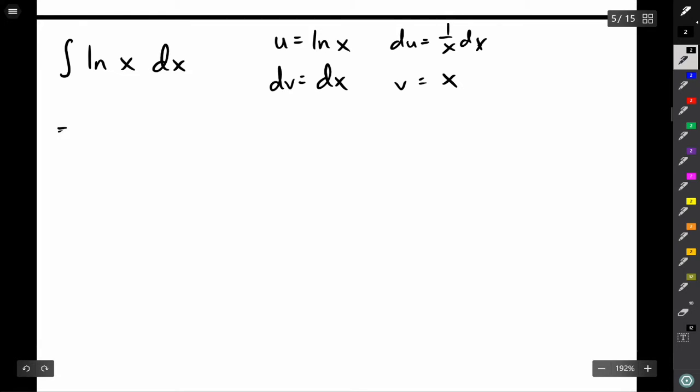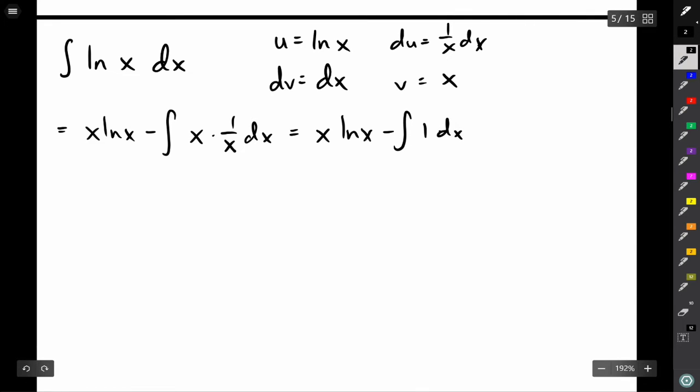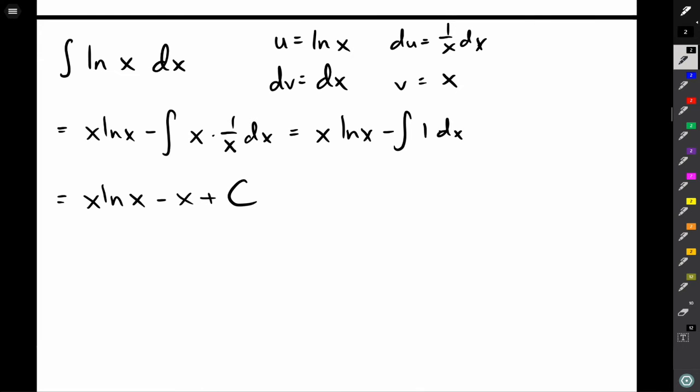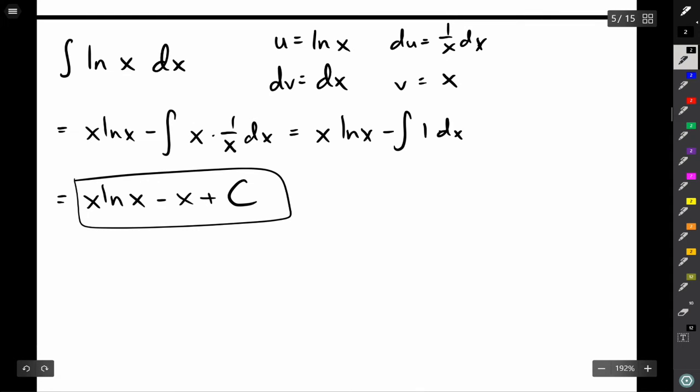All right. So integrating ln gives us u times v, so x ln x, minus the integral of v du. If we simplify that, that's x ln x minus the integral of 1 times dx, which is x ln x minus x plus c. That's all there is to it. So that's how we integrate the logarithm.